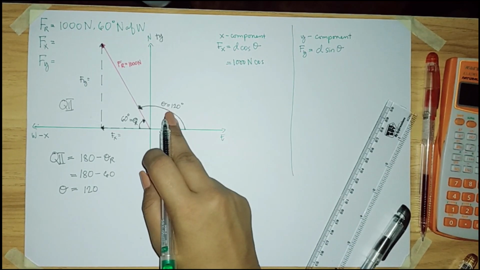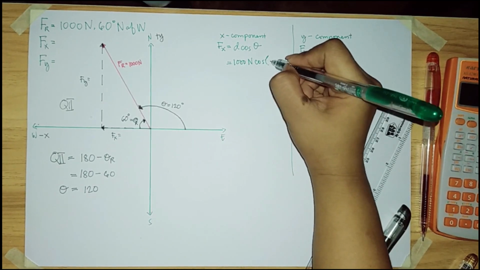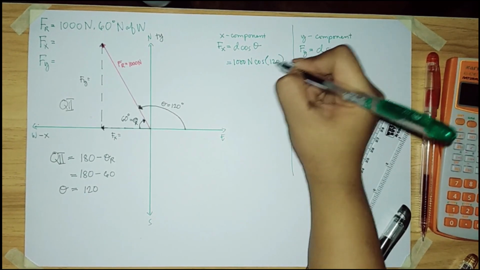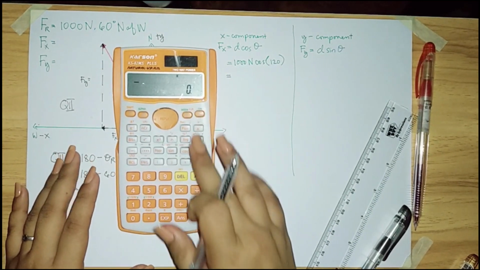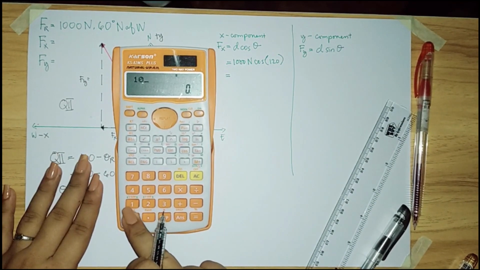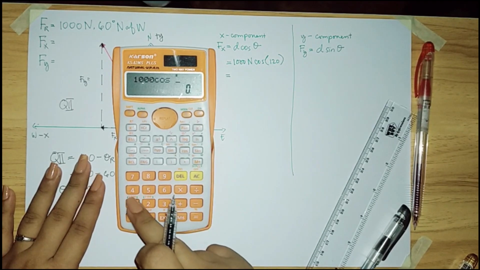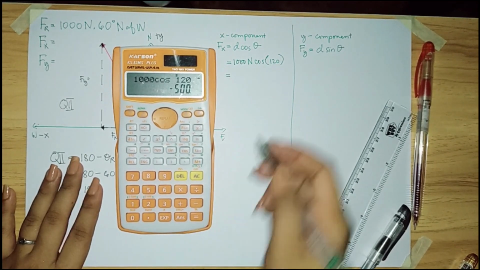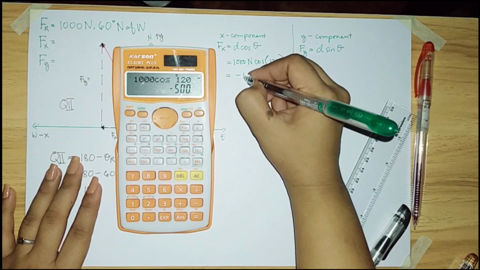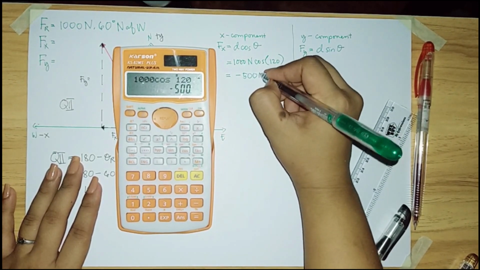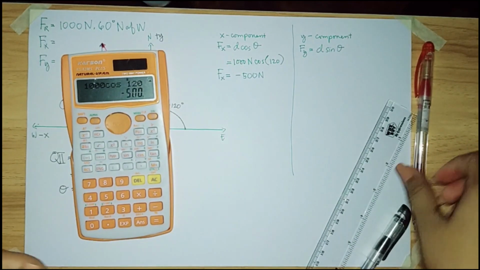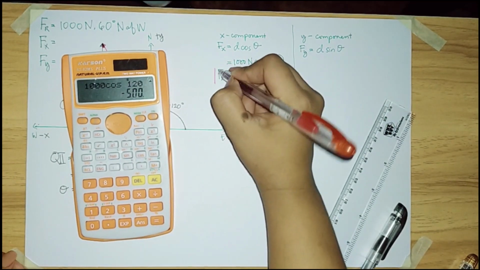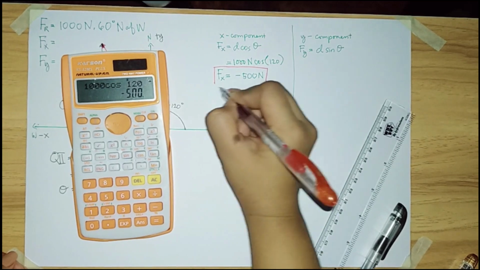Pilang angle na gamiton? It is 120. So, we should have there 120. So, on our calculator, let us encode the values. We have 1,000 cosine 120. So, there we have negative 500 newtons. And this is for our F sub X. Yeah, nakita na natin si X mo.